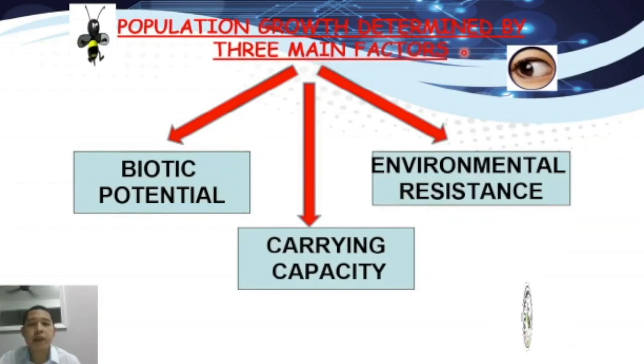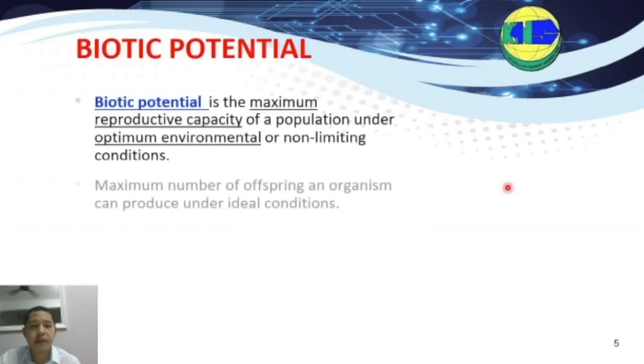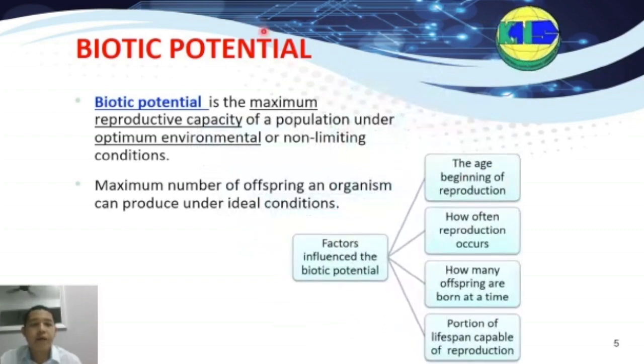Population growth is determined by three main factors, which are biotic potential, carrying capacity, and environmental resistance. The first factor is biotic potential. Biotic potential can be defined as the maximum reproductive capacity of a population under optimum environmental or non-limiting conditions.